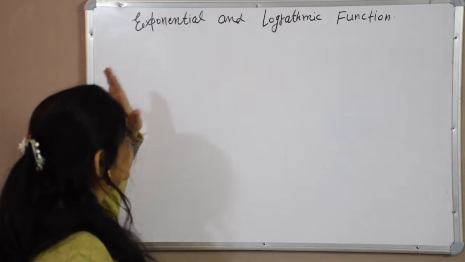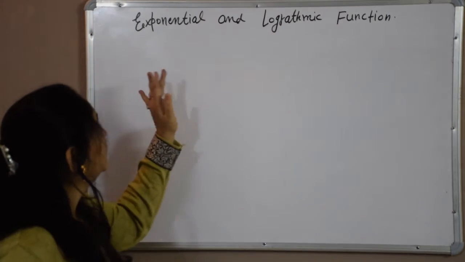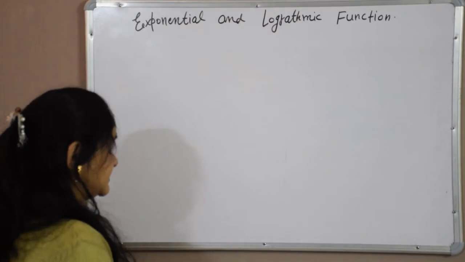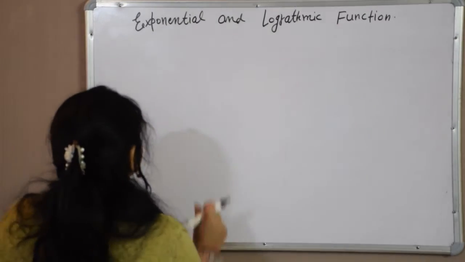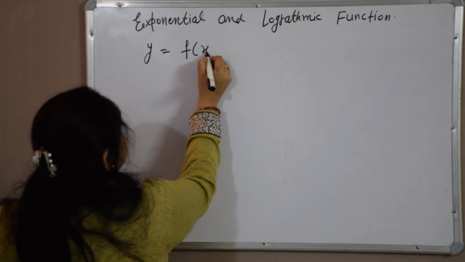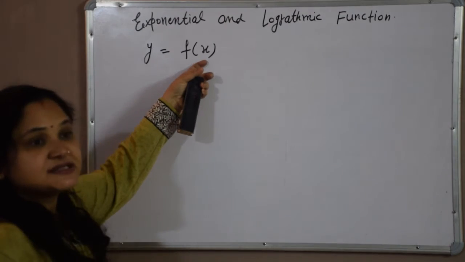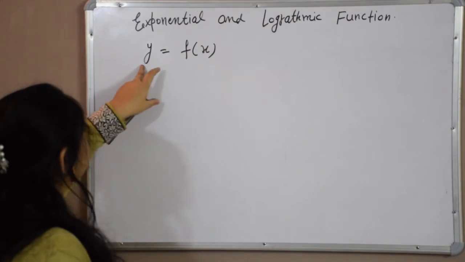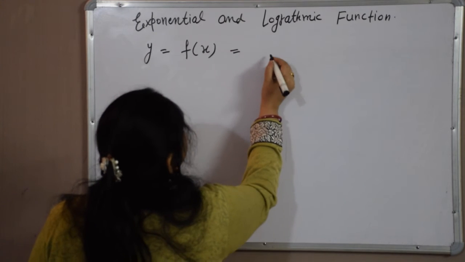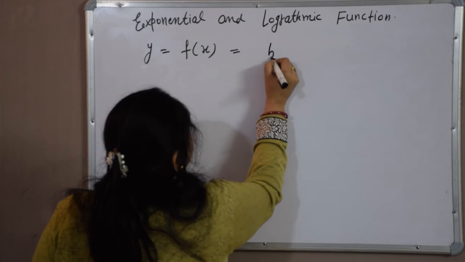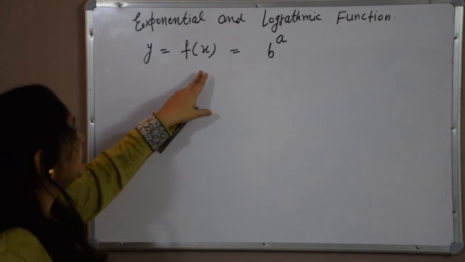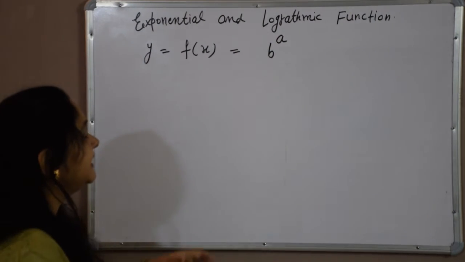Now we come to the exponential function, and we will learn what the relation is between exponential and logarithmic functions. Suppose I have a function y is equal to f(x). Both notations can be used. Generally we use f(x), and we know that whenever it goes to the range, we can call it y also. So y is equal to f(x) is equal to b raised to power a.